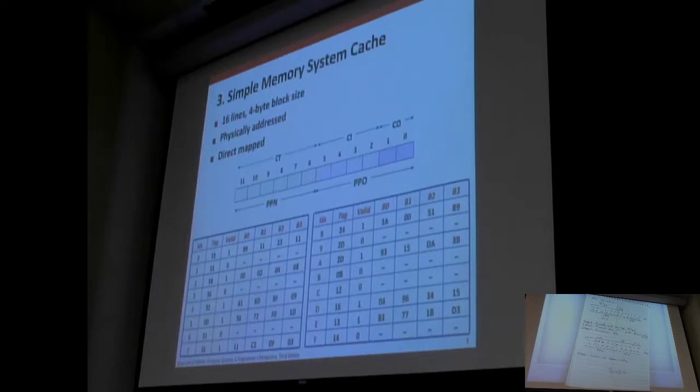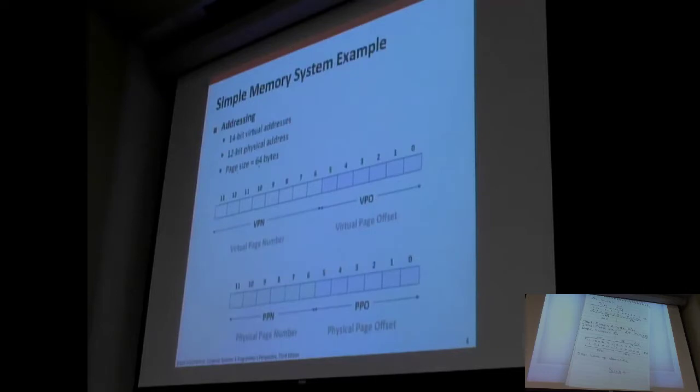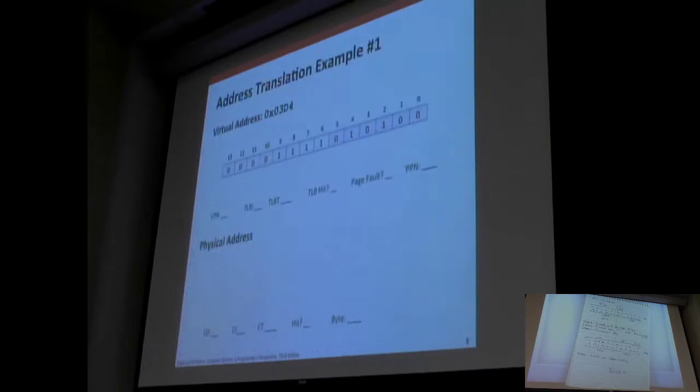I just have a quick question. How do you know the size of the virtual page offset? That's based on the page size. What are we assuming the page size is then? It was 64 bytes. So 64 bytes, that's why we have six VPO and PPO bits. Is that clear to everybody? That's the kind of thing that sometimes turns up on exams.